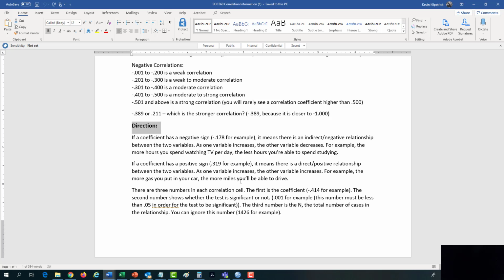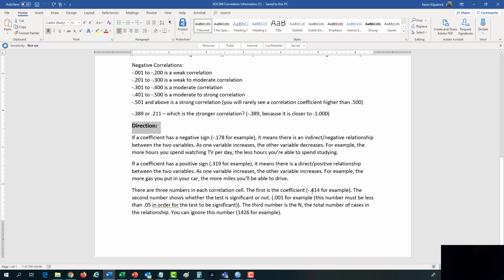There are 3 numbers in each correlation cell. You'll see that in a minute. The first is the coefficient, like negative 0.414. The second number shows whether the test is significant or not, like 0.001, for example. Remember that the number for significance in any of these 4 tests must be less than 0.05 in order for the test to be significant.